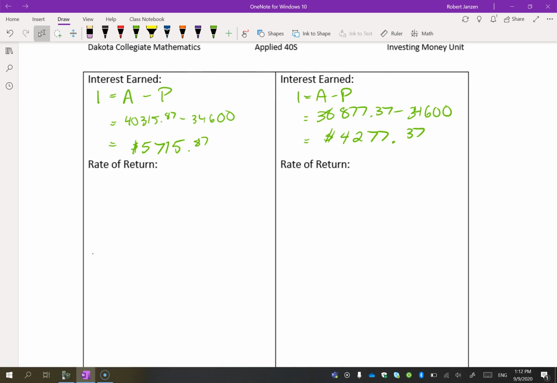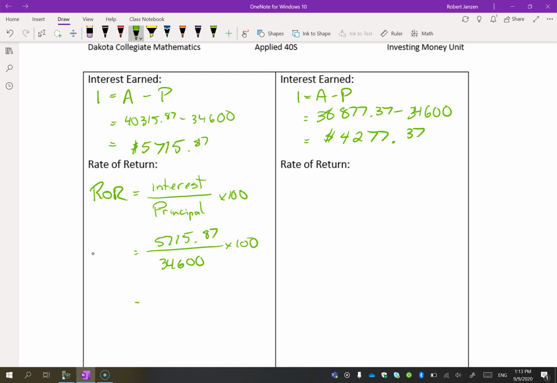Now it wants to do something called the rate of return. Now this is something I told you to put on your cheat sheet. All right, what is the rate of return? The rate of return is interest over the P, the principal amount, and then we're going to multiply by 100. So we're going to get $5,715.87 over $34,600 multiplied by 100. And we get a 16.5% return.